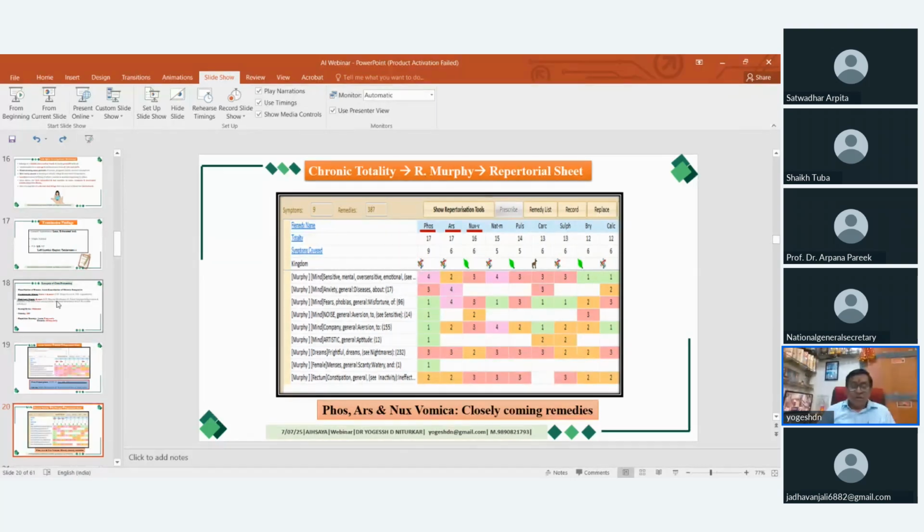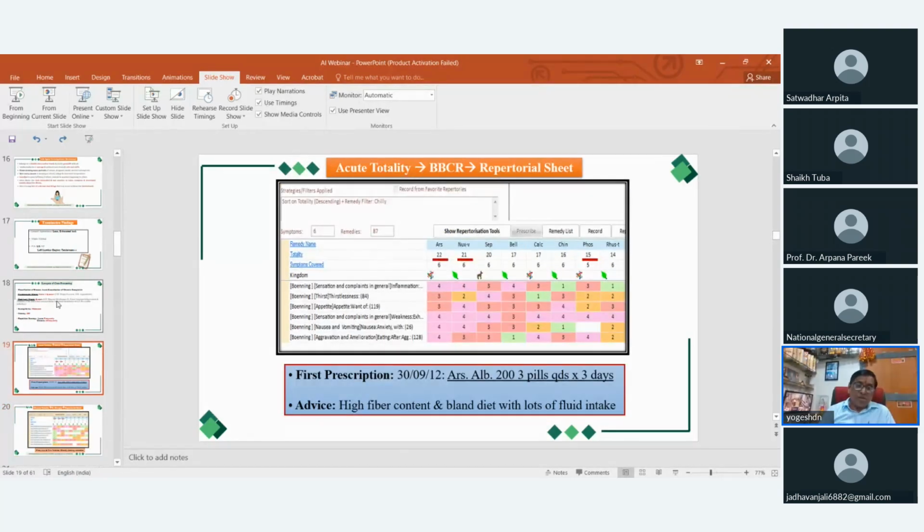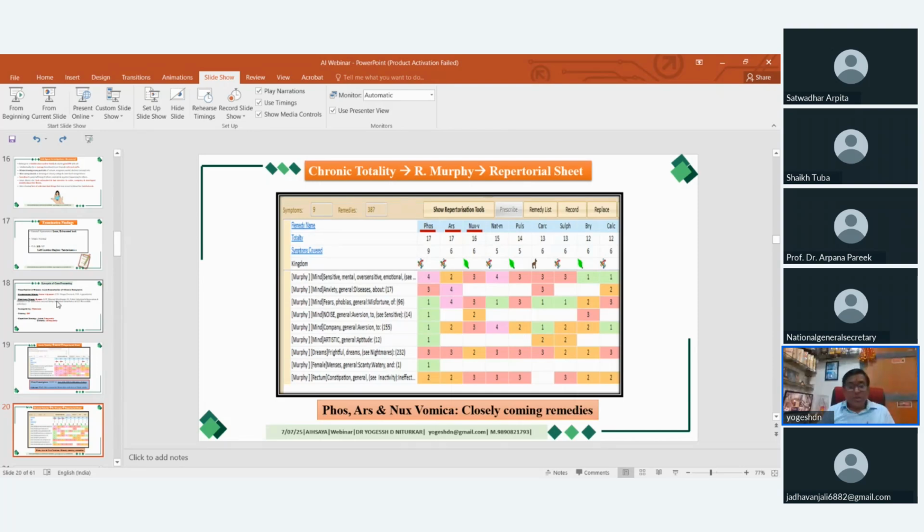Now, when we have taken the acute totality, we have the chronic totality also with us. The intention of taking the acute as well as the chronic case was to understand the remedy relationship. So earlier I mentioned Phosphorus, Arsenicum, Nux vomica. Again, in the chronic totality, we are able to find Phosphorus stands first, then Arsenicum, Nux vomica. These are the three closely coming up remedies.